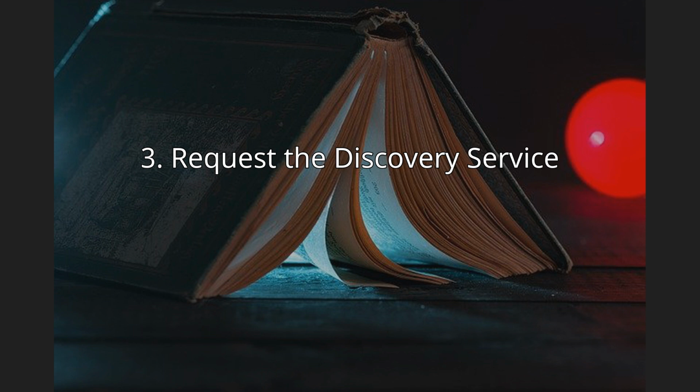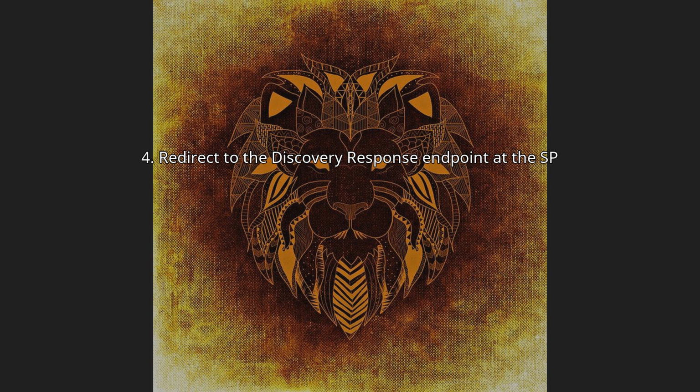3. Request the discovery service. The browser user requests the discovery service by virtue of the redirect. Discover the user's preferred IdP. The discovery service discovers the browser user's preferred identity provider by unspecified means. 4. Redirect to the discovery response endpoint at the SP. The discovery service now redirects the browser user to a discovery response endpoint at the service provider. Note that the IdP entity ID is included in the redirect URL as specified by the discovery protocol.